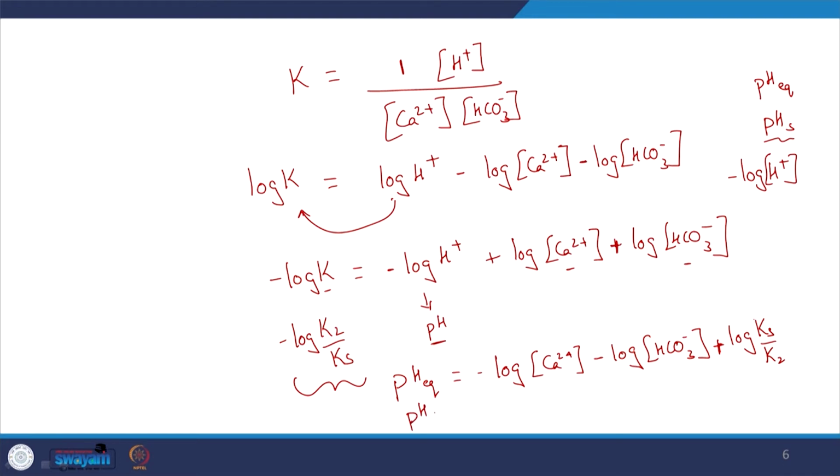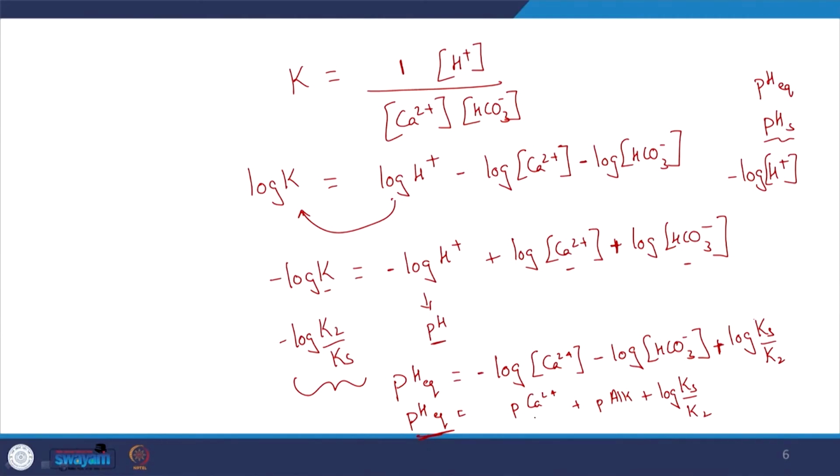So this pH at equilibrium you can write as P Ca2 plus, so then it will be positive P, I'm saying it's minus log. Same case here, you can say it's P of alkalinity plus log of this constant Ks by K2, right? So what is this equilibrium indicating? It indicates the case when this solid is just precipitating, right? For a given system, if you know the calcium concentration and the alkalinity, or in terms of HCO3 minus, I can then calculate this pH equilibrium.